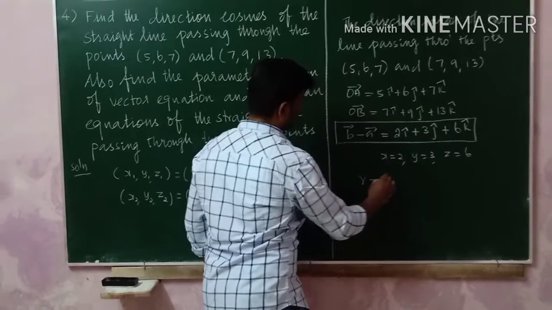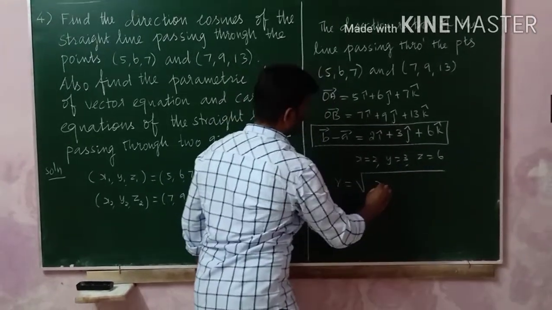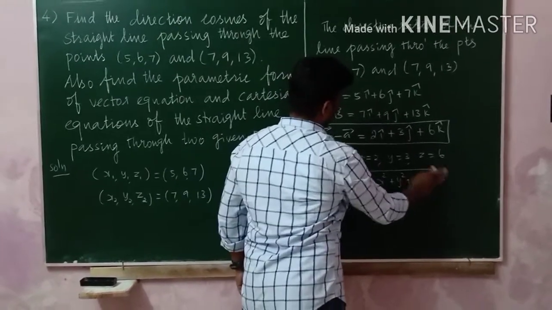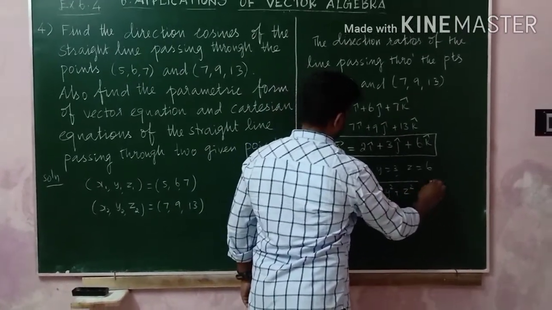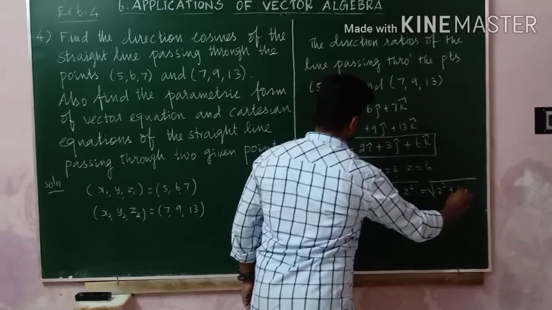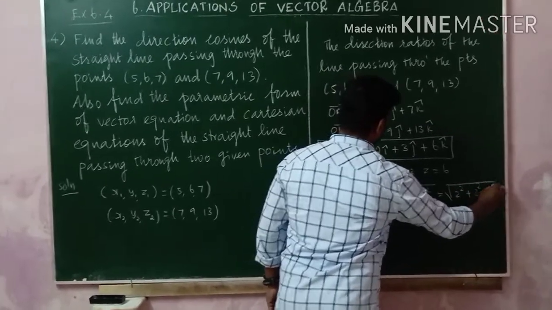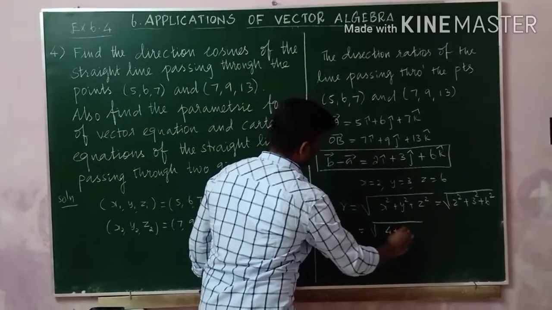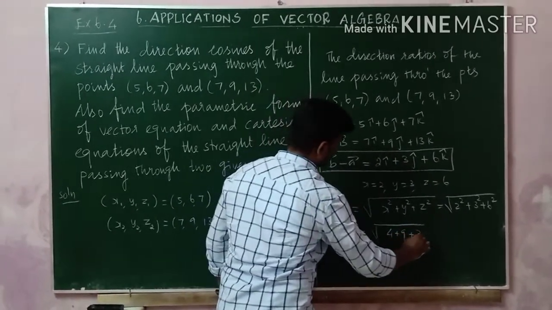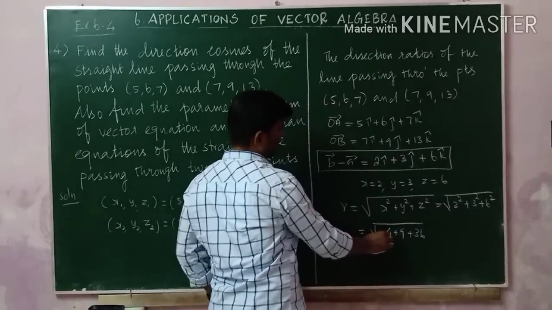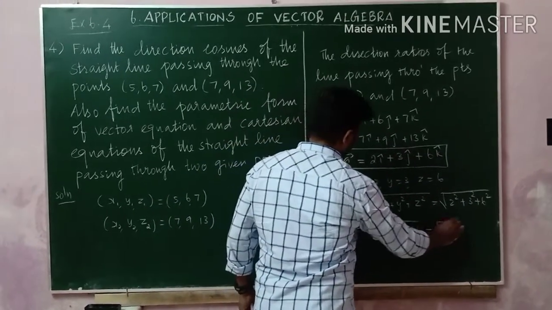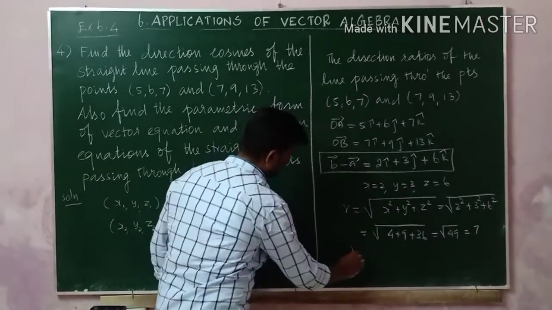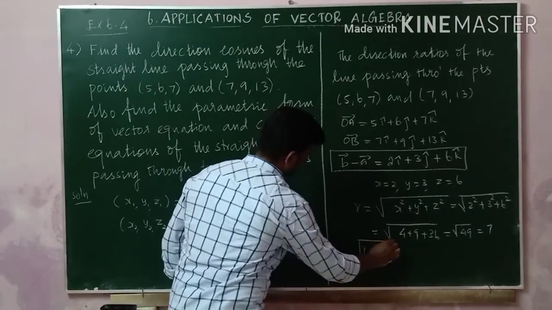So what is r? The magnitude of the vector is the square root of x square plus y square plus z square. So that is 2 square plus 3 square plus 6 square. 2 square is 4, 3 square is 9 and 6 square is 36. 36 plus 4 is 40, 40 plus 9 is 49. So the square root is 7, we take only positive because the magnitude will be positive. So r is equal to 7.